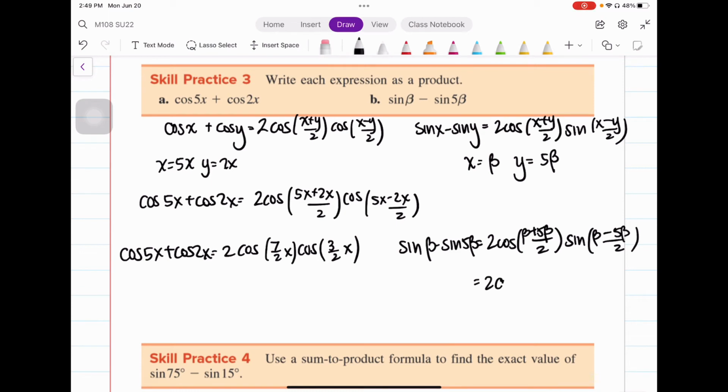That's equal to 2 cosine 6 beta over 2, or 3 beta, sine beta minus 5 beta, or negative 4 beta over 2, which would have been negative 2 beta. But this negative means that the entire function is negative. So we have negative 2 cosine 3 beta sine 2 beta.